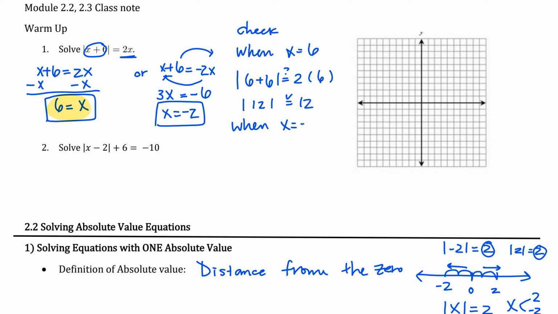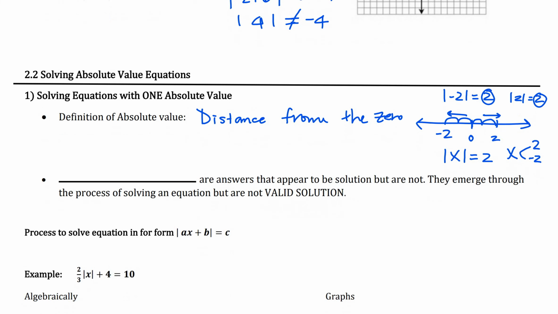Now when x is negative 2, let's look at it. We put it back. Negative 2 plus 6, I substituted for x, equals 2 times negative 2. Is that correct? Let's see. This is a 4, and this is negative 4. We definitely know this is not true. So even though we found the answer through the proper process, x equals negative 2 is not the answer.